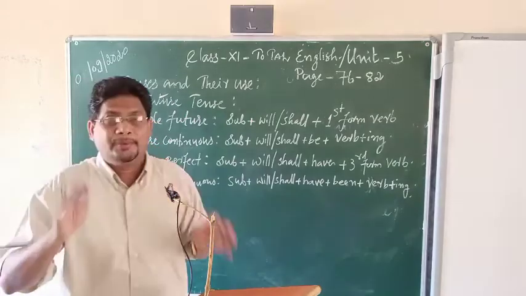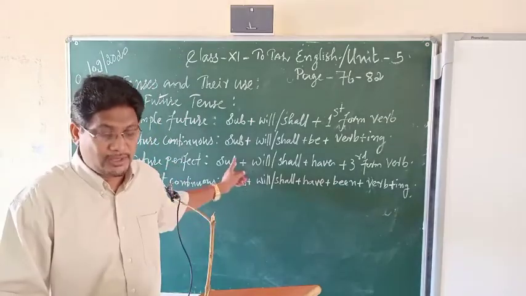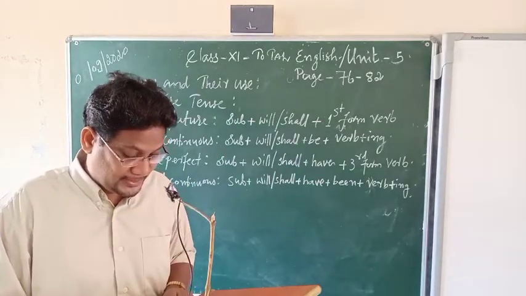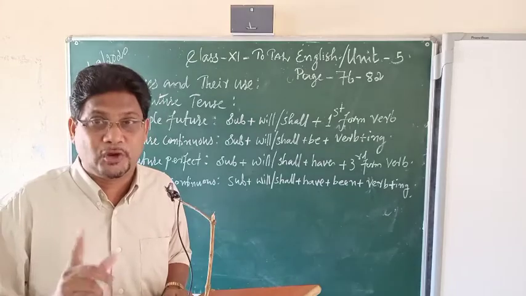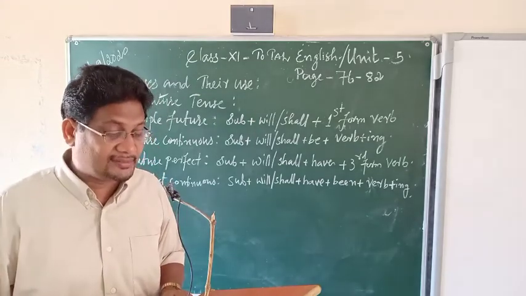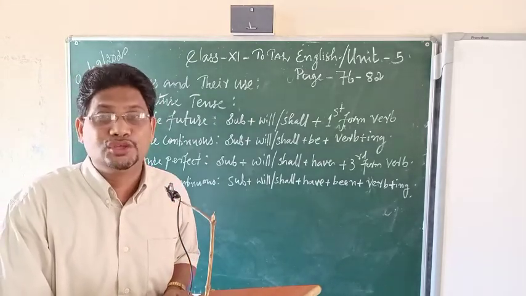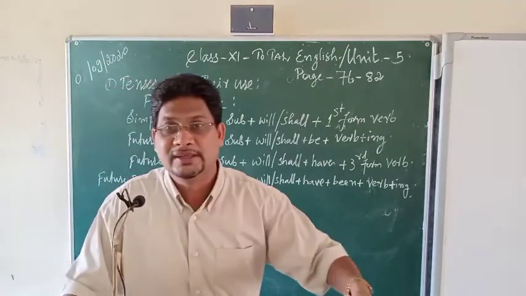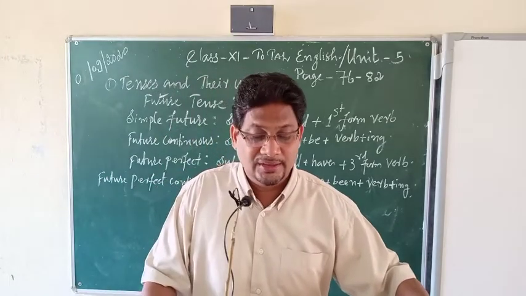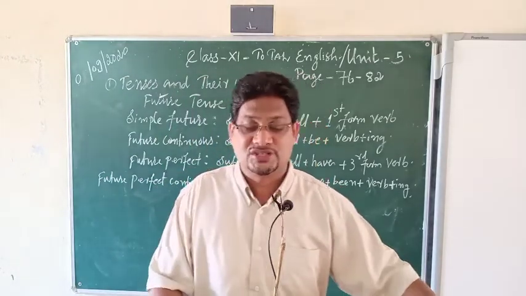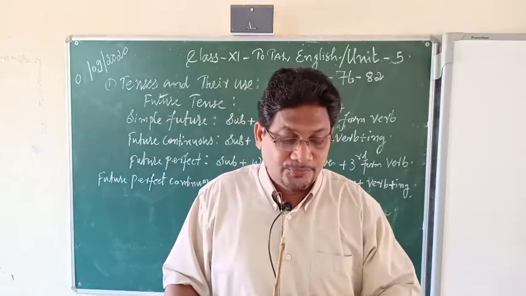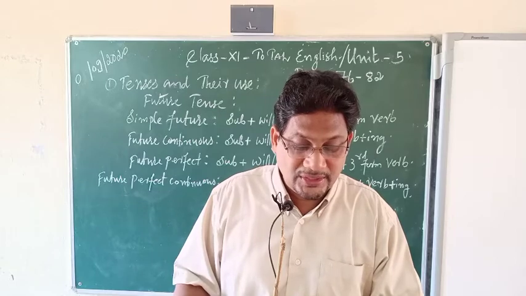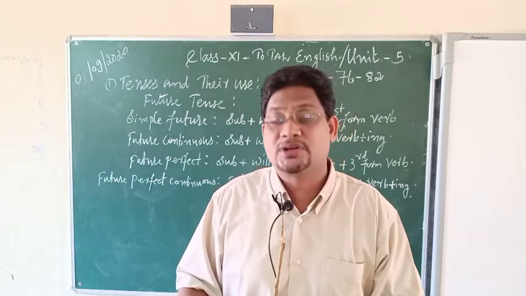Now, after understanding this formula, let us go and understand from page number 76. All of you, please open your page number 76, tenses and their use. It is written there. Let us quickly read and understand each one. First one is future tense. Simple future tense, use of will and shall to refer to the future.